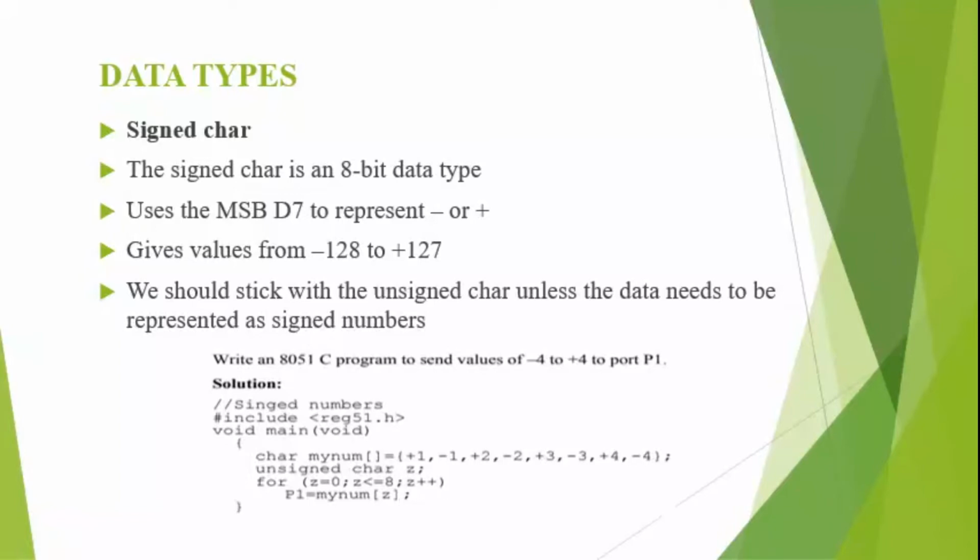The example is: write an 8051 C program to send values -4 to +4 to port P1. In the main function we have declared mynum, that is the array, as signed char. In the array we have stored the values from -4 to +4, and then we are declaring one more variable z as unsigned char. Then to send the 9 values to port 1 we have used a for loop, and z is varied from 0 to 8, and the value from the mynum array is accessed and copied to port 1 in each iteration of the for loop.